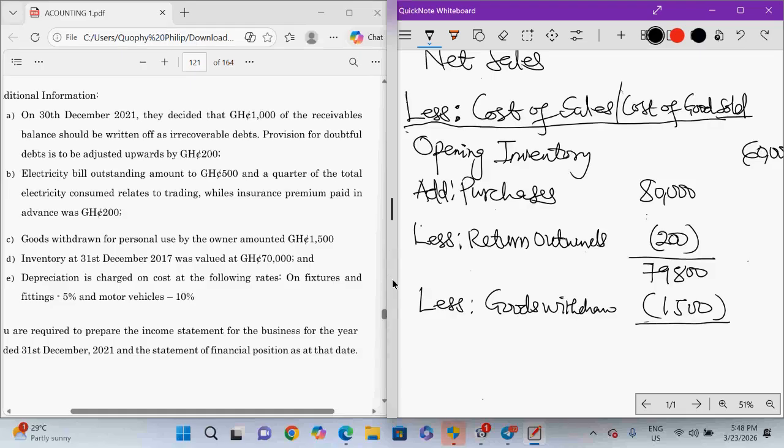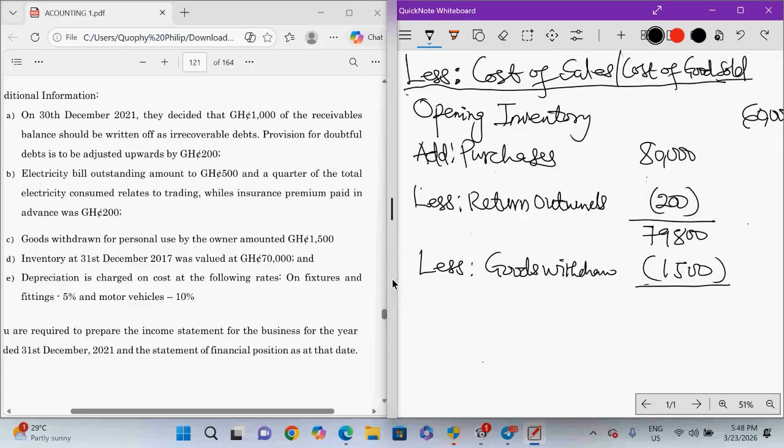So where would the 78,300 go? Under the opening stock, the second one. You add it to the opening stock. Okay, and what is the name given to that? Net purchases. Okay, so the net purchases.